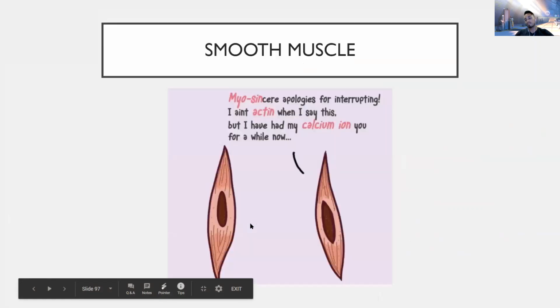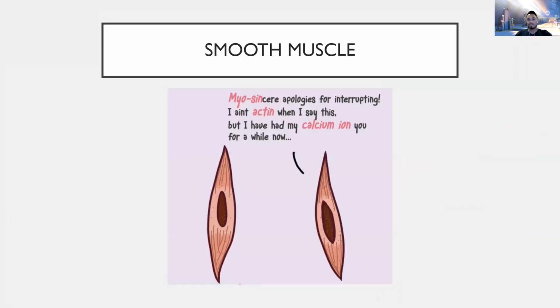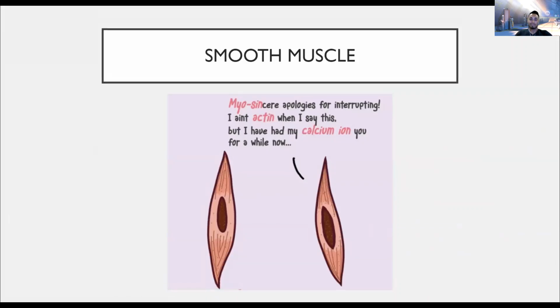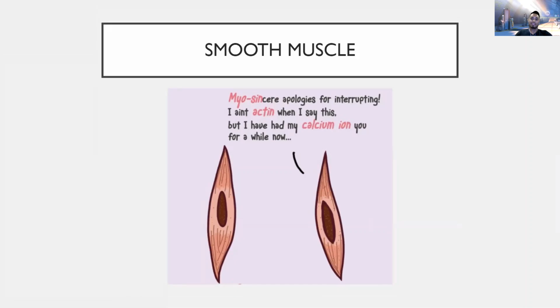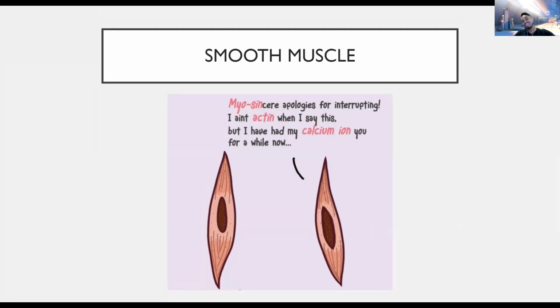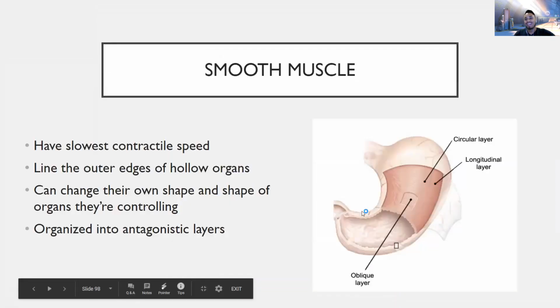Okay, lecture 8. This is just a joke that I found. My sincere apologies for interrupting. I ate actin when I say that, but I have had my calcium eye on you for a while now. I love corny jokes, so I apologize if that has hurt you.